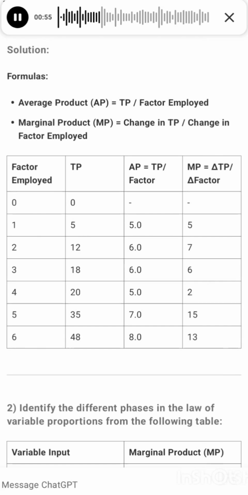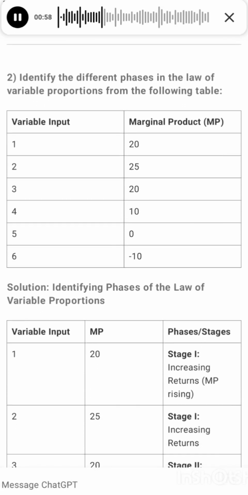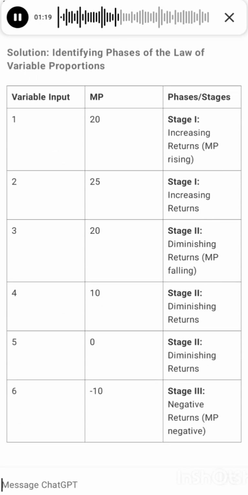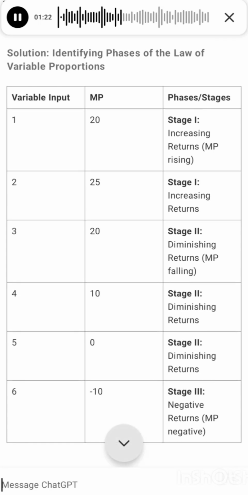2. Identify the different phases in the law of variable proportions from the following table. Variable input, marginal product: 1, 20; 2, 25; 3, 20; 4, 10; 5, 6; 6, minus 10. Solution: identifying phases of the law of variable proportions. Stage 1, increasing returns, MP rising. Stage 2, diminishing returns, MP falling.